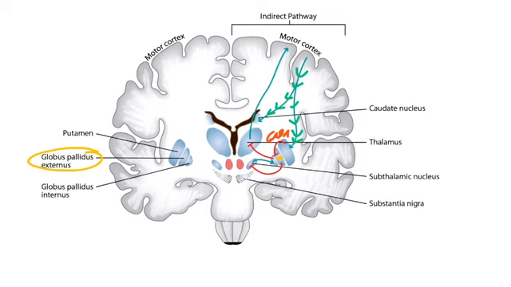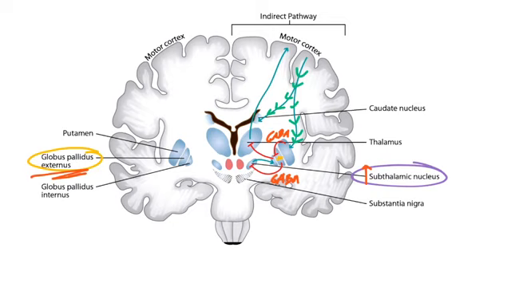Normally, the globus pallidus externus inhibits the subthalamic nucleus, right here. So it would release GABA. However, with the stimulation of the putamen, which causes the inhibition of the globus pallidus externus, the activity of the subthalamic nucleus is increased. And as you can see, there's a green arrow going from the subthalamic nucleus to the globus pallidus internus. And as we recall from the direct pathway, the globus pallidus internus actually inhibits the thalamus.